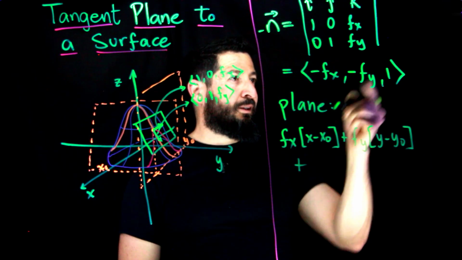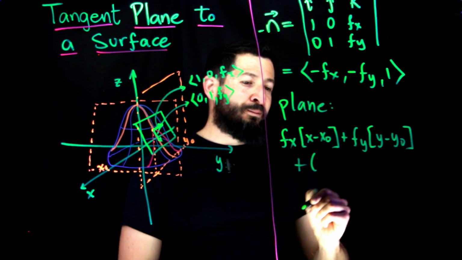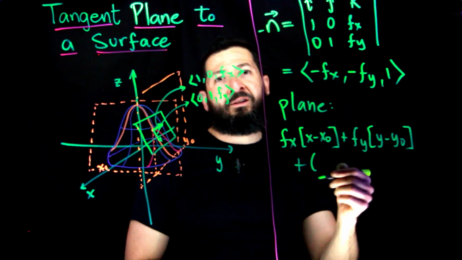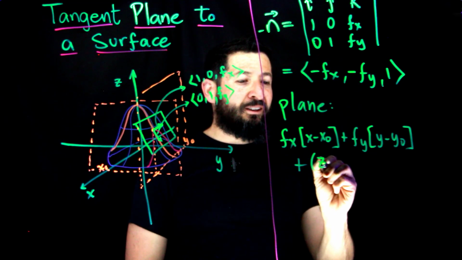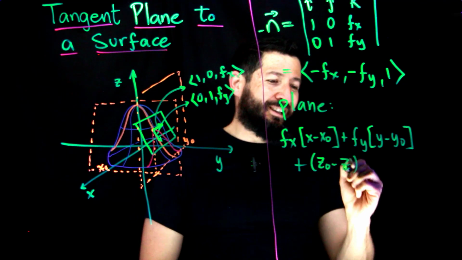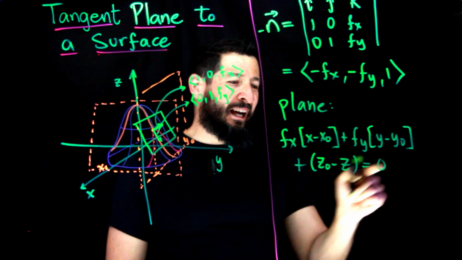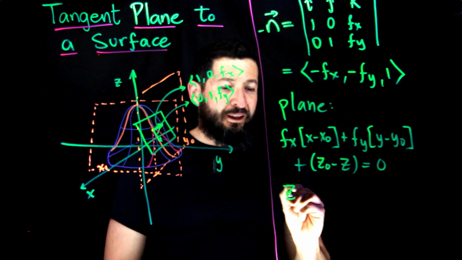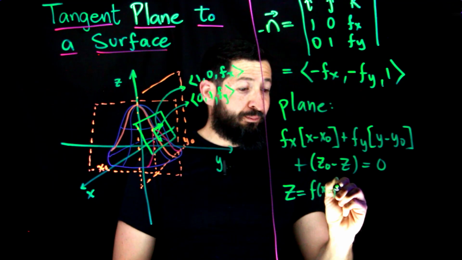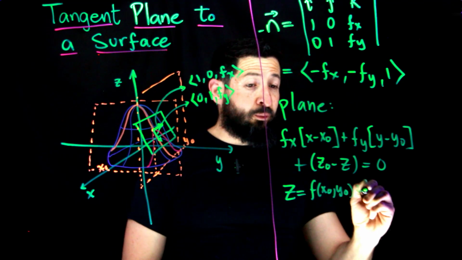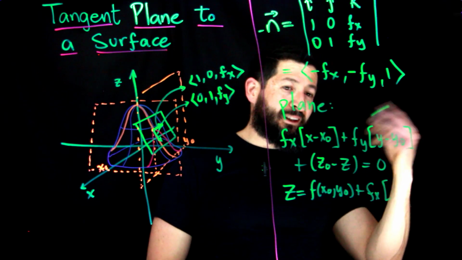Plus, this is going to be a negative 1, so I should have put negative 1 times z minus z0, but since I have a negative 1, I put plus, and I don't want to erase, I'm very lazy. z0 minus z, change it, equals 0. And then, customarily, people just add this z on both sides, and then they write this z0 as f of x0, y0, and then the rest: f sub x, the partial with respect to x, evaluated at x0, y0.